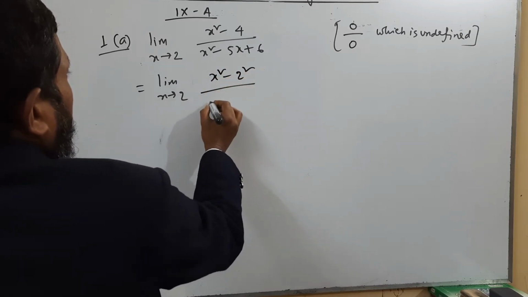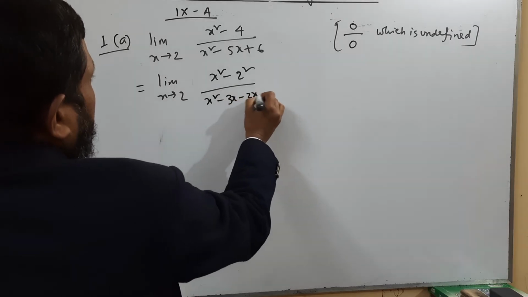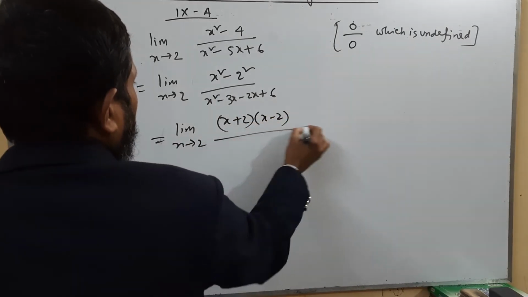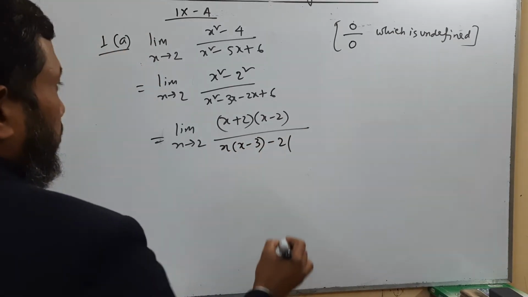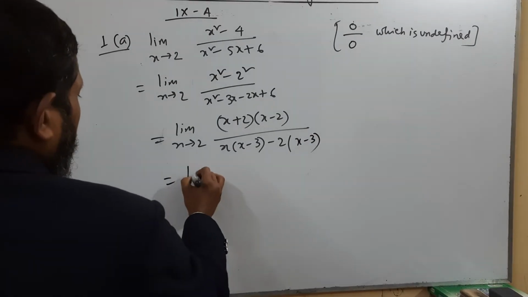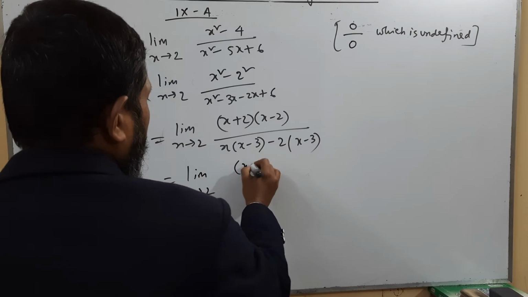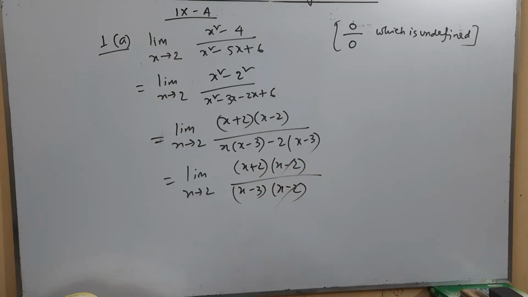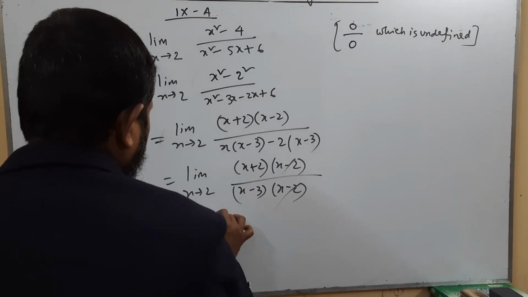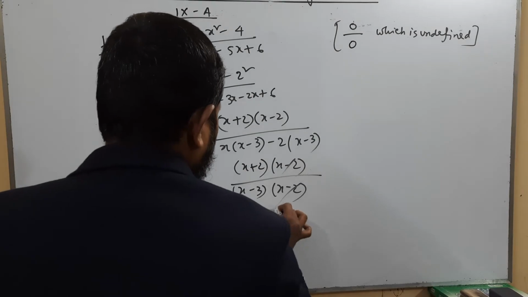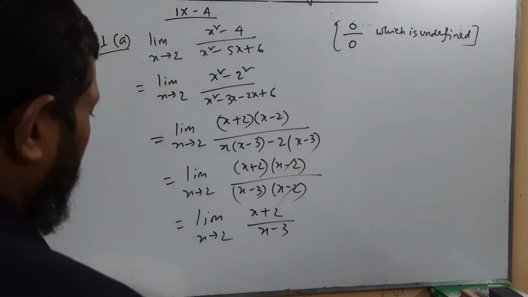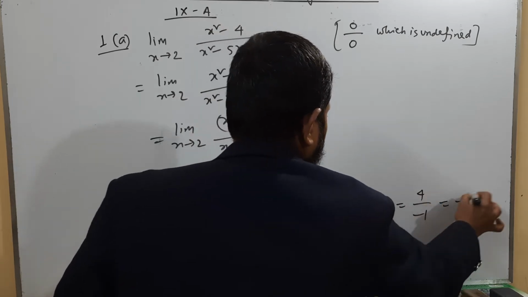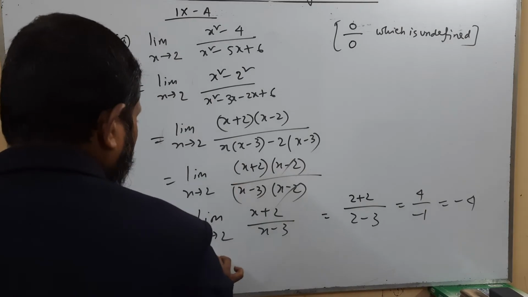If we factorize, x square minus 2 square, and x square minus 3x minus 2x plus 6, limit x tends to 2 of x plus 2, x minus 2, over x minus 3, x minus 2. x minus 2 and x minus 2 cancel, then we get limit x tends to 2 of x plus 2 over x minus 3. Now if we put x is equal to 2, 2 plus 2 over 2 minus 3, it is 4 over minus 1. The answer is minus 4.